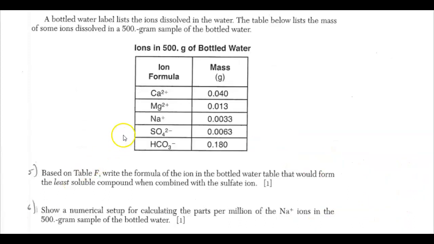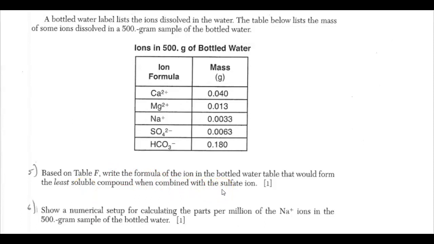Okay, again, we have some information here about a bottle of water, a 500-gram sample, and ions that were detected and their masses given in that water. Question 5, based on reference table F, write the formula of the ion in the bottled water table that would form the least soluble compound when combined with the sulfate ion.